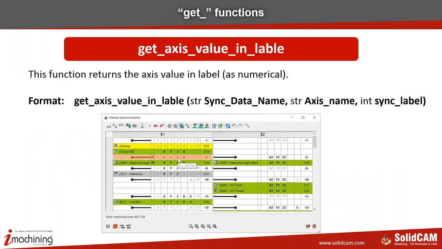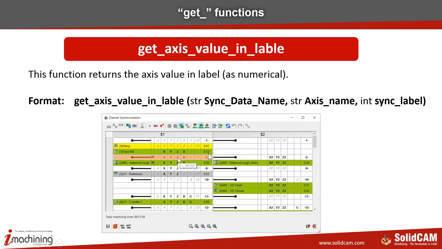All right, something about getting that axis value in label. This is how the function actually looks. The name itself, it's okay: Get Axis Value In Label. And for this function, we actually need three different arguments: the sync data name, axis name, and the sync label.